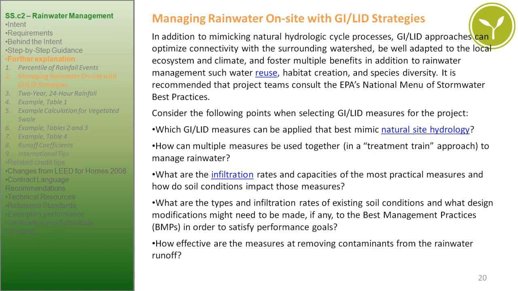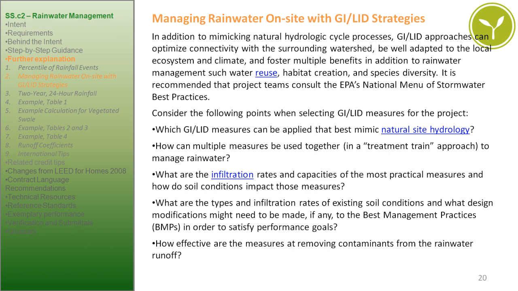Managing rainwater on-site with GI or LID strategies. In addition to mimicking natural hydrologic cycle processes, GI or LID approaches can optimize connectivity with the surrounding watershed, be well adapted to the local ecosystem and climate, and foster multiple benefits in addition to rainwater management, such as water reuse, habitat creation, and species diversity. It is recommended that project teams consult the EPA's National Menu of Stormwater Best Practices.